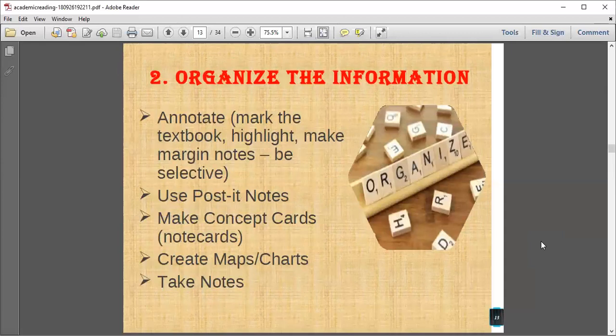Point number 2, organize the information. How do you organize the information? You annotate, you mark the textbook, highlight, make margin notes, and you have to be selective. Use post-it notes, make concept cards. Concept cards are the note cards. You create maps and charts. You take notes.